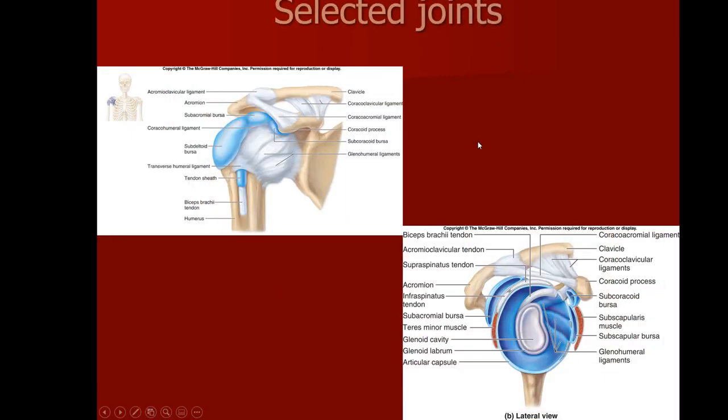The only other picture I have here, and it's really not overly important, is just the shoulder joint. I just put this up to show you that there are a lot of bursa associated with the shoulder, because you get a lot of rubbing of the bones up here. So lots of bursa surrounding the shoulder joint.